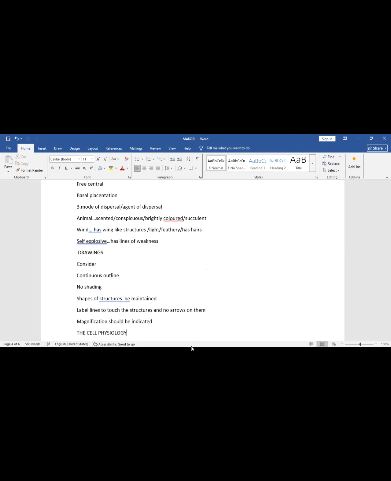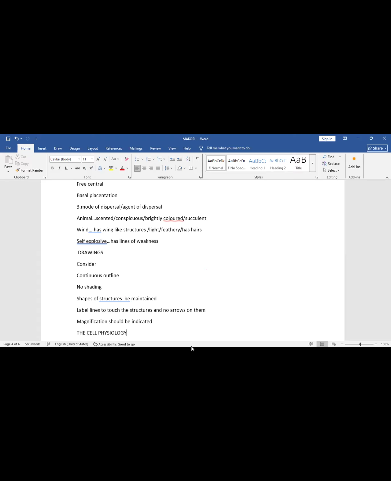The label lines should not have arrows. They should not overlap. They should touch the structure. They are the ones that normally carry a lot of marks within the drawings. The mark for proportionality and the mark for correct drawing, you can try your level best to get them. But if you do not get them, ensure that you get marks on the label lines.